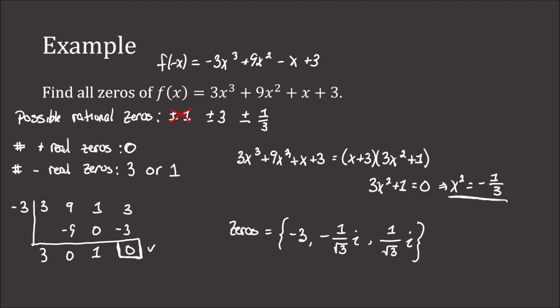Now let's check. We should have exactly 3 zeros if we account for multiplicities. Well, all the multiplicities up here are 1. So we count 1, 2, 3. We have them all.